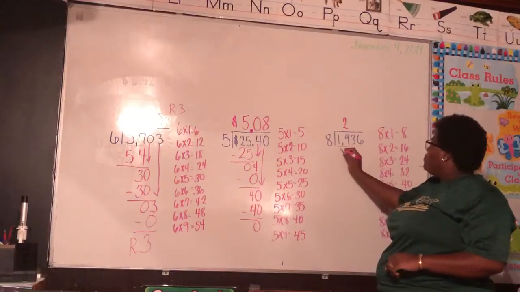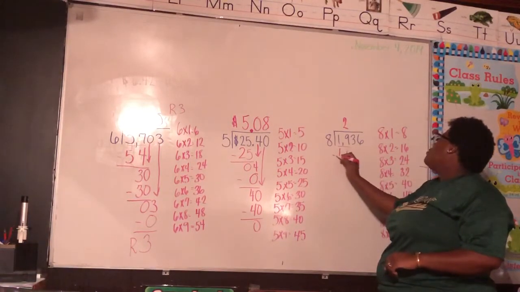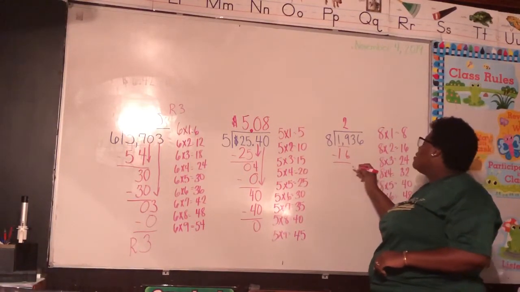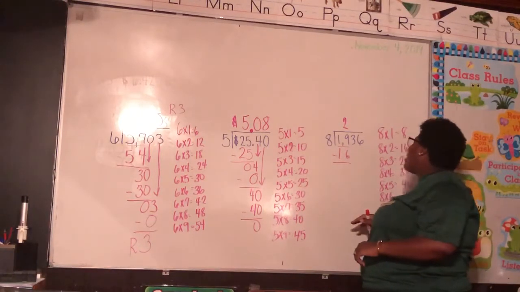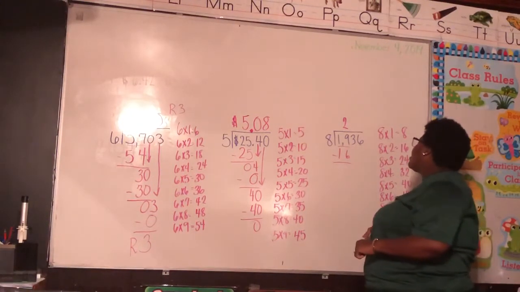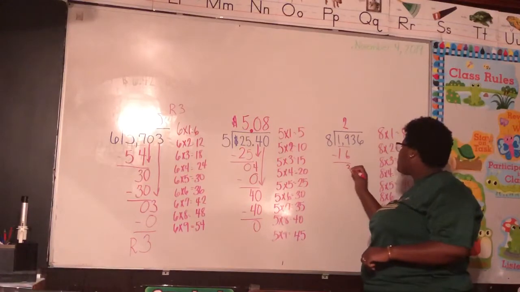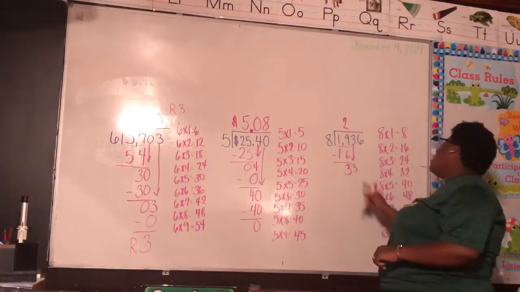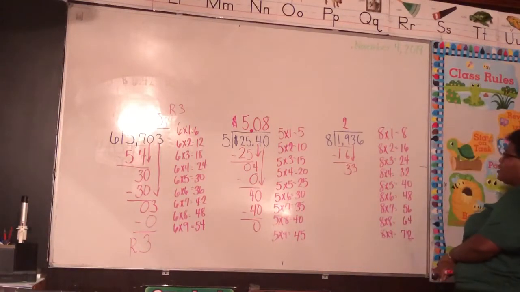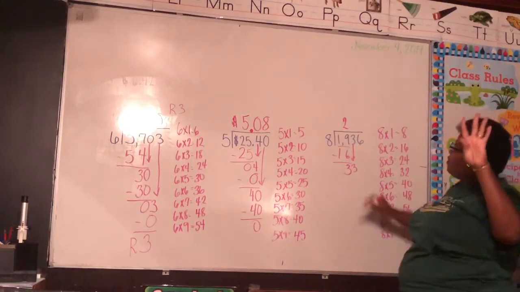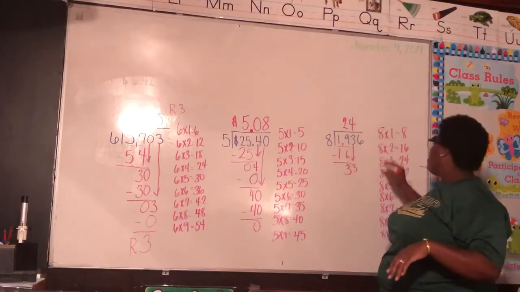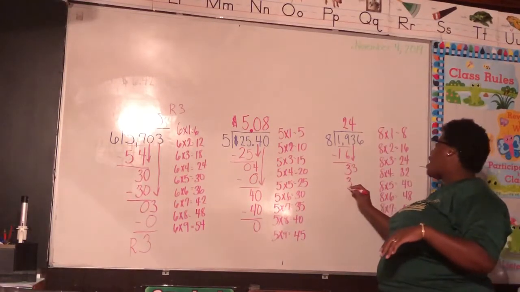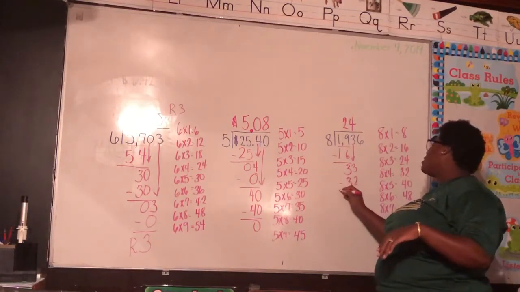So 2 times 8 was 16. We subtract 9 minus 6, which is 3. We have to bring down this 3, remember. Can 8 go into 33? Yes. How many times? 4 times. Because I'm looking at my multiplication facts. 4 times 8 is 32. We still have to subtract.